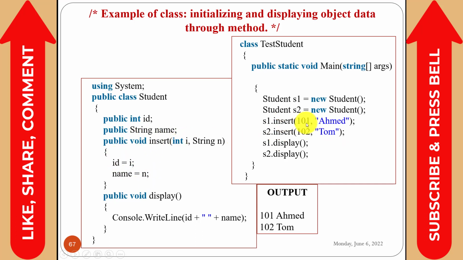So here 101 first goes to I, and I initializes ID, and ID will receive the value for student S1. Again for student S2 the same way for 102, and the string type value will receive the string type value, and the same way for name, S1 name or S2 name. So you can see here how many bytes are consumed by the integer type value. Integer type value will consume 4 bytes of memory.